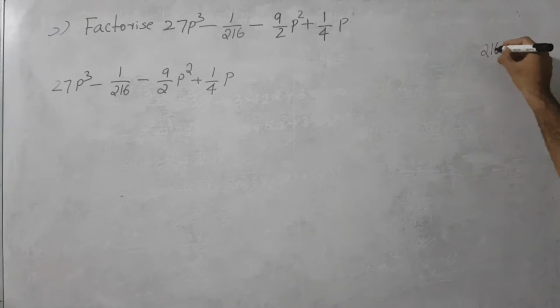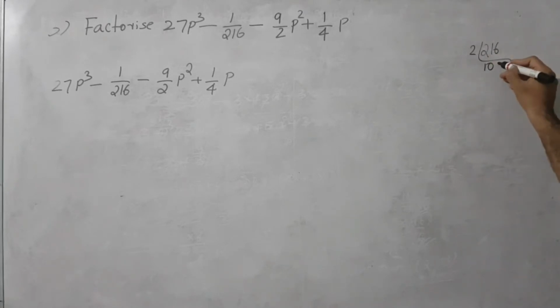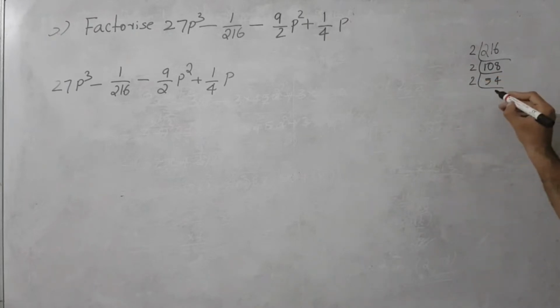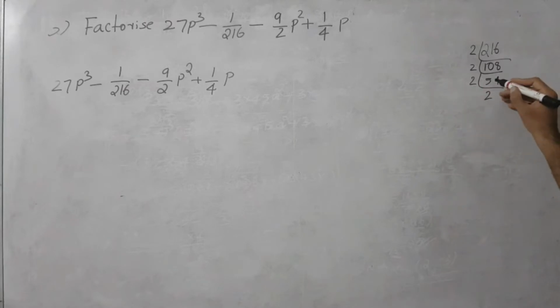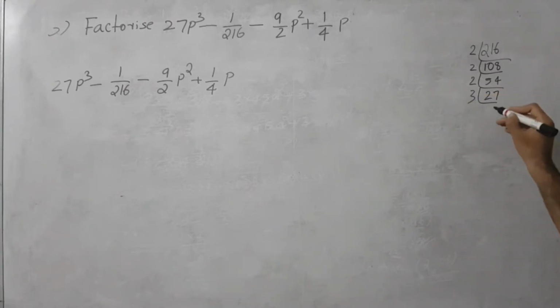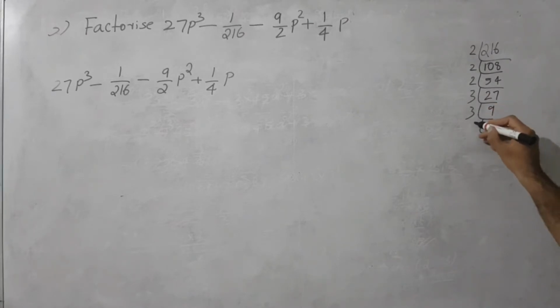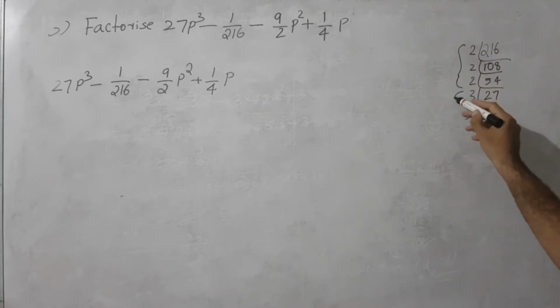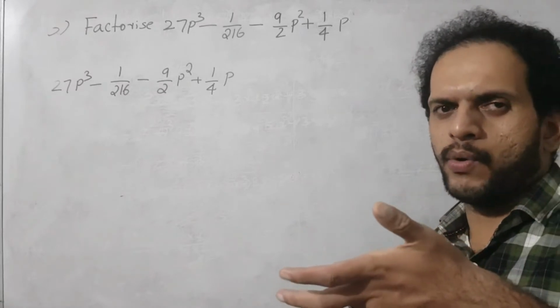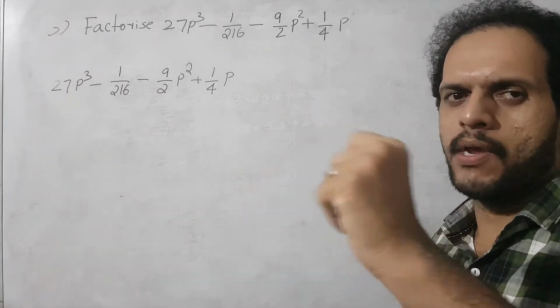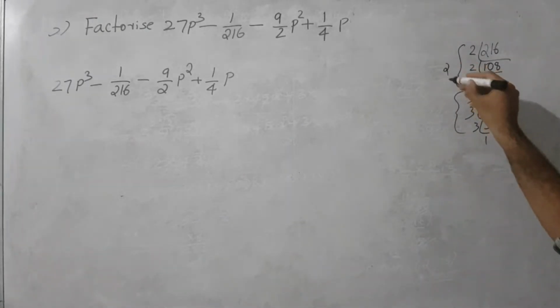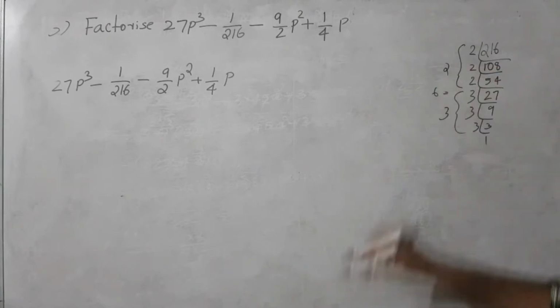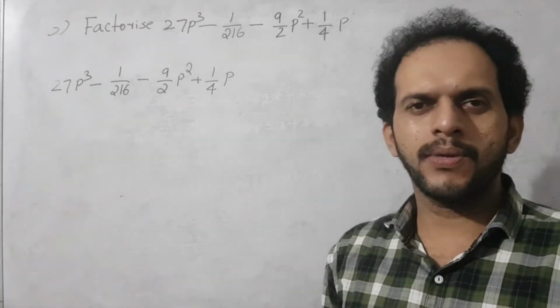That one is 216. We factorize: 2 times 108, 2 times 54, 2 times 27, then 3 times 9, 3 times 3, 3 times 1. Then it's a cube, not a square, correct? So we group the numbers in threes. As for finding the square we group 2 numbers, here we group 3 numbers. That's the only difference. Then from each group we take one out: 2, 3. Then 2 into 3 is equal to 6. Whose cube is 216? 6 cube is 216. Clear?